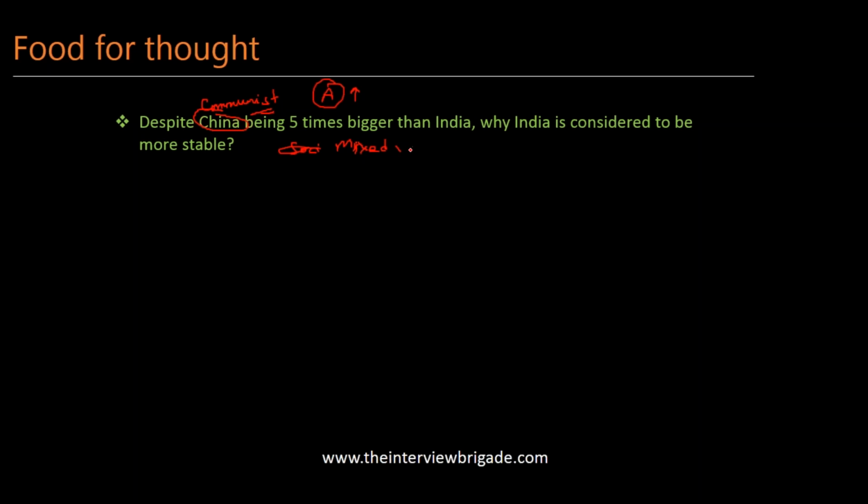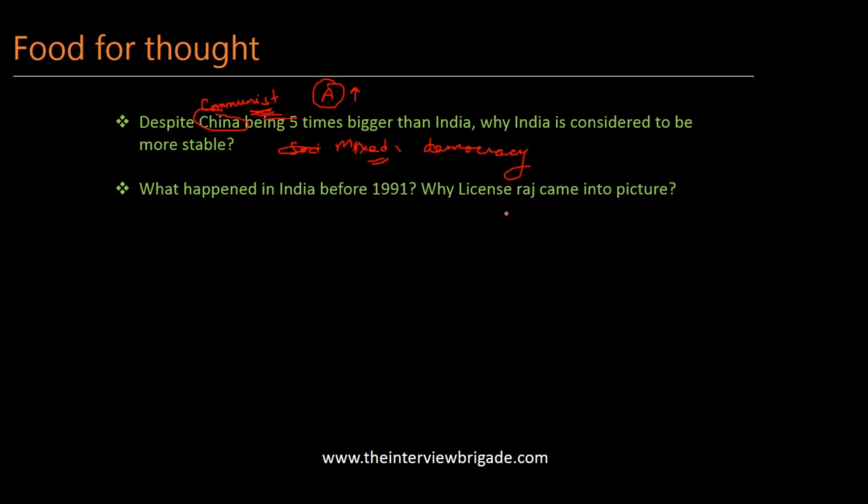Even if this happens, that person can go to the court and can challenge the decision of the government, because we follow a mixed system and we are a democracy. Whereas it's a communist country. Another popular question which I generally ask, so what happened before 1991?